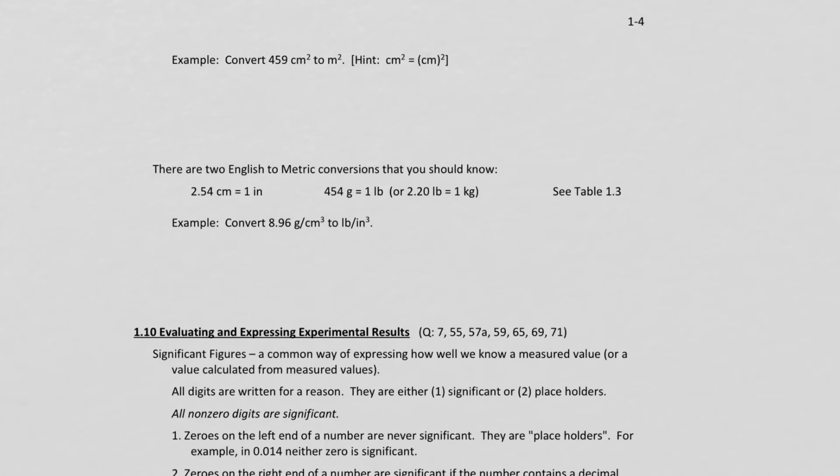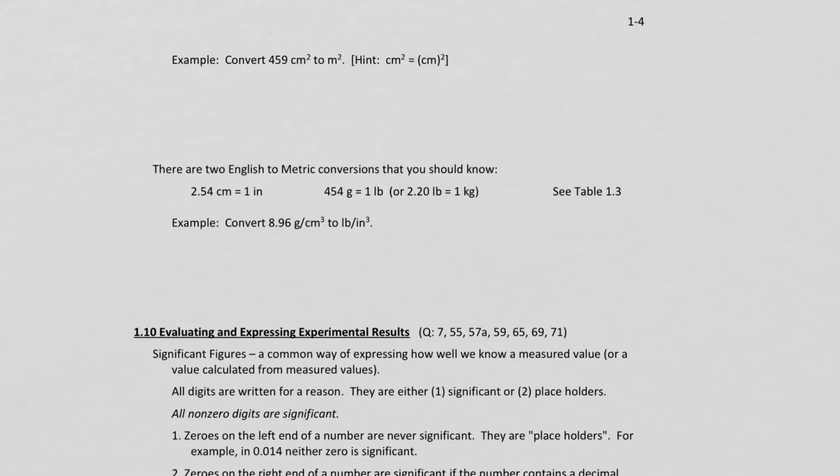Now, we're going to do one more type of unit conversion, and this one's a little bit different. We're going from square units to another set of square units. This means you need to multiply by your conversion factor twice, which is why you have this nice little hint, centimeters squared equals centimeters times centimeters. Your work is actually going to look like this.